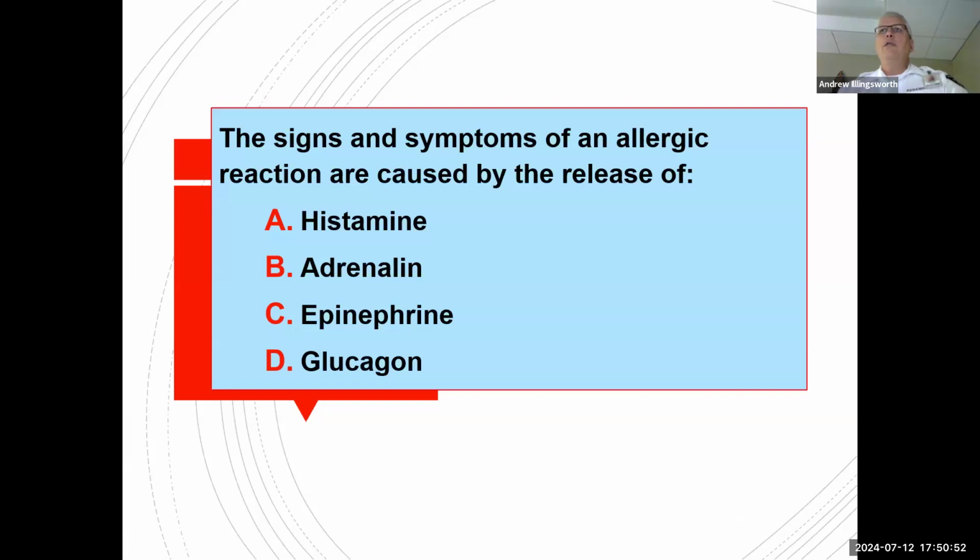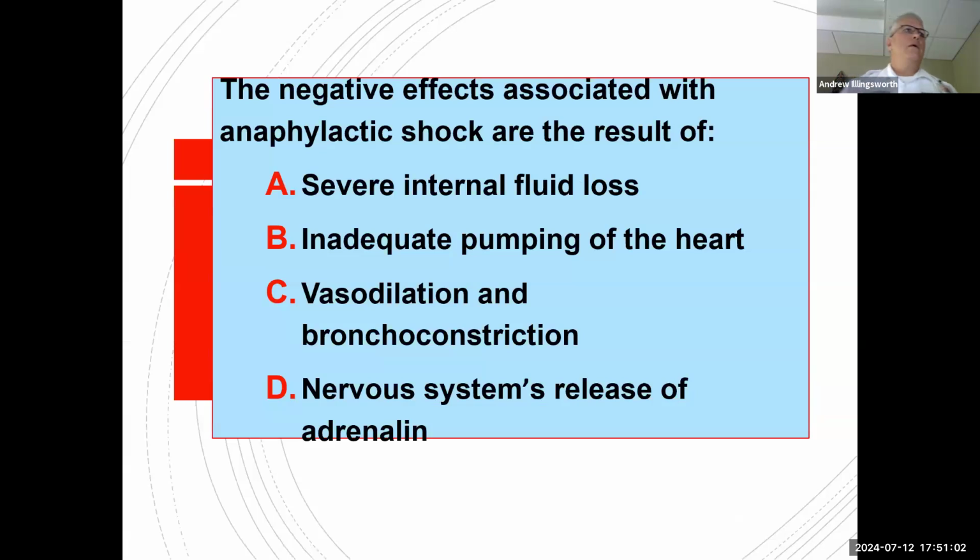All right, the signs and symptoms of allergic reaction are caused by the release of what? Nice work, because it is histamine. The negative effects associated with anaphylactic shock are the result of what? Good job. Vasoconstriction and bronchoconstriction. Those are the ones that get you quickly.